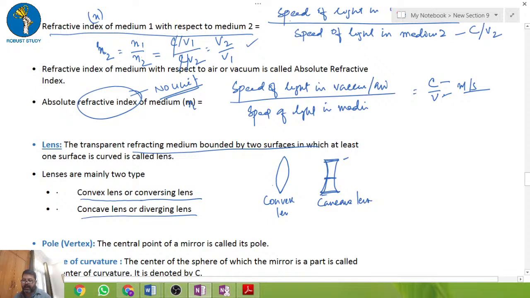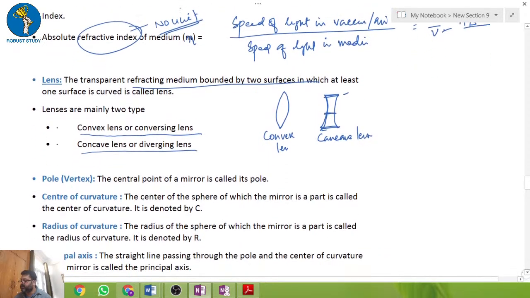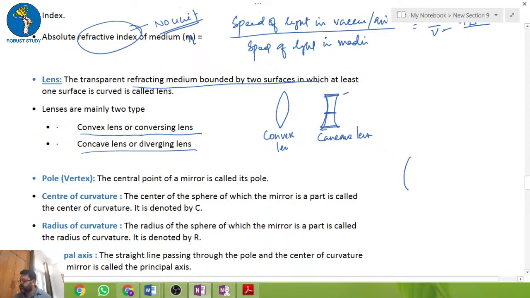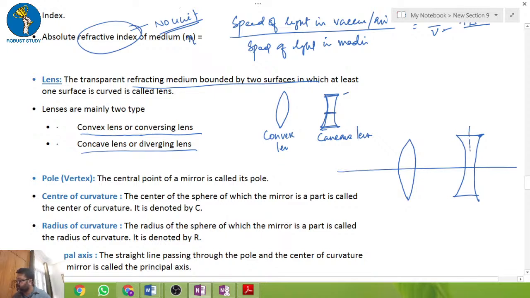Okay, and some terms we will discuss, as we did, related to concave and convex. So I'll put the bigger picture of the convex and the concave, and I'll show you some interesting concept. Okay, and this is the middle.